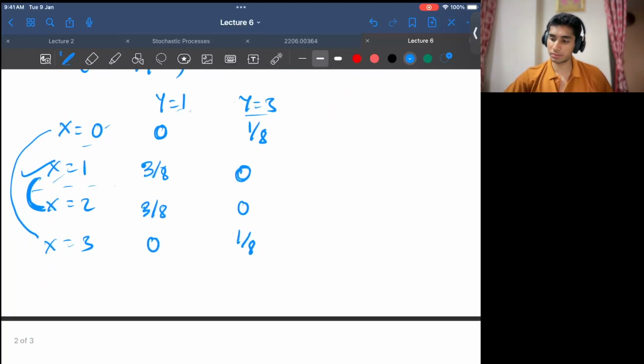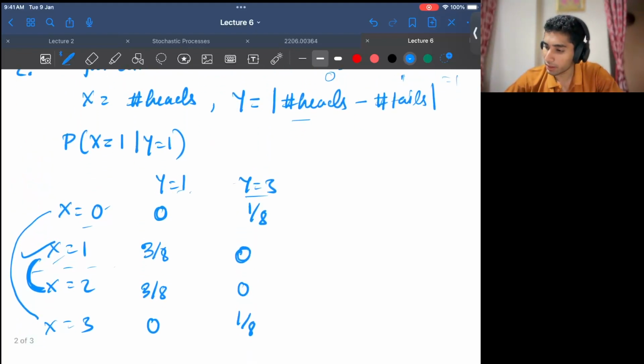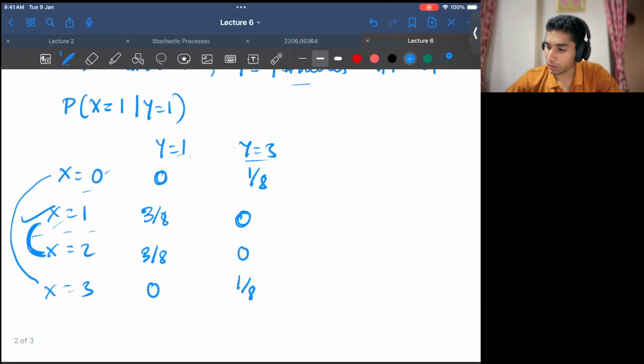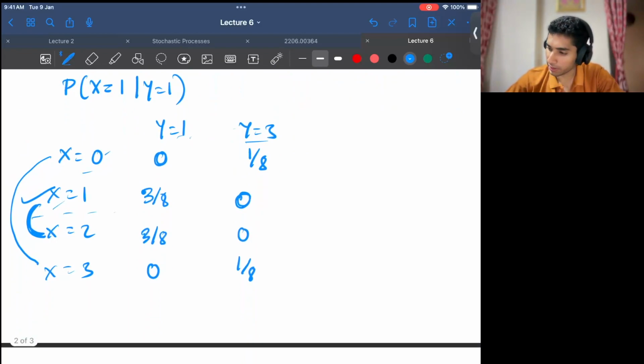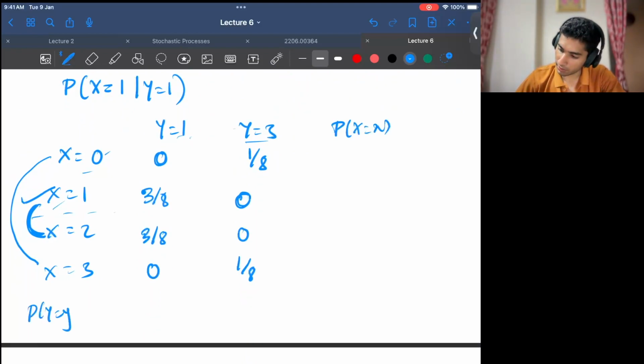So this is like the probabilities of all the possible events that can happen, right? What else do you need? So you basically need one more thing. Whenever you're creating a table, it's better to make this as well: probability of y equal to y.